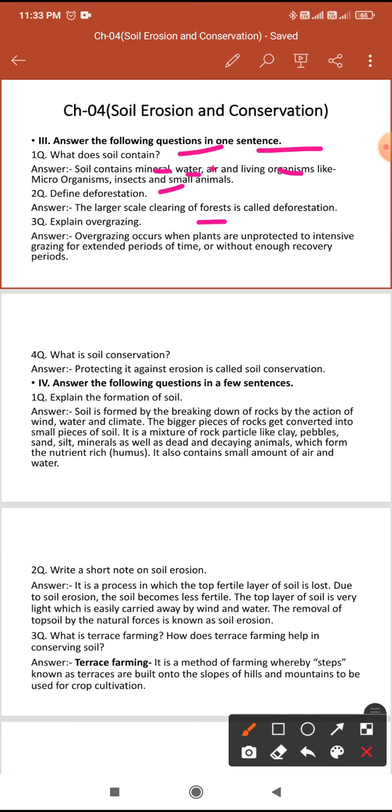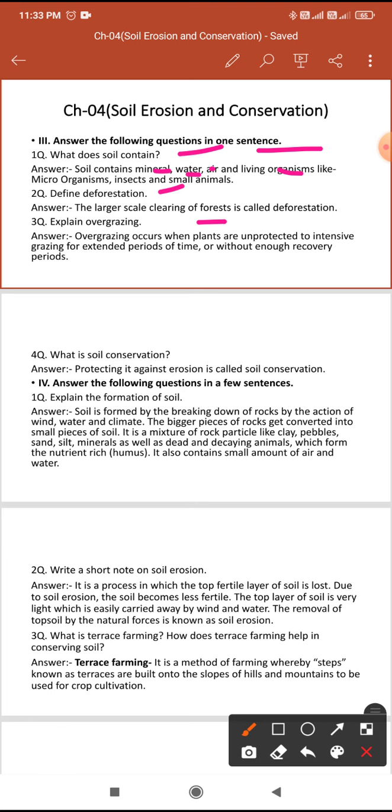What is afforestation? Developing a forest-like area by planting a large number of trees, that is afforestation. And what is reforestation? Taking measures to revive damaged forest trees, that is reforestation.